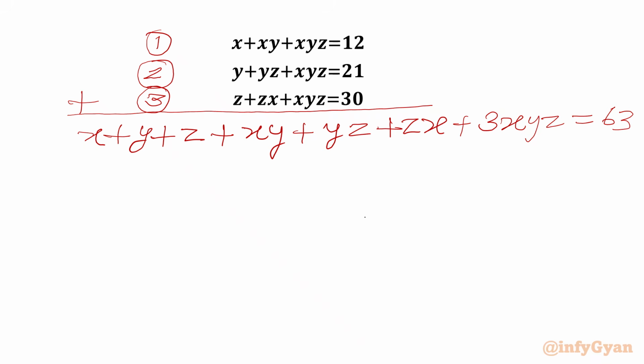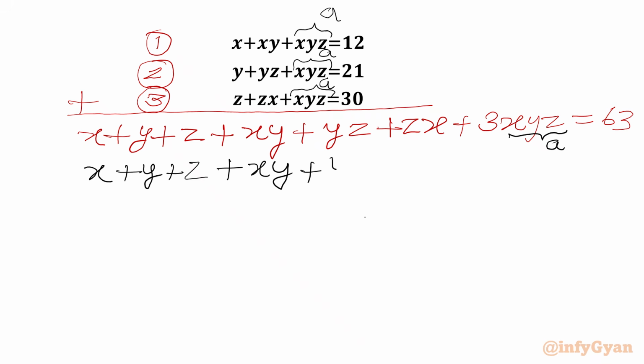Now we'll be assuming xyz, suppose this is equal to a. So here also we can write this is a, here also a, and here also a. So we can write our equation x plus y plus z plus xy plus yz plus zx will be equal to, this is 3a, in RHS, there will be 63 minus 3a.